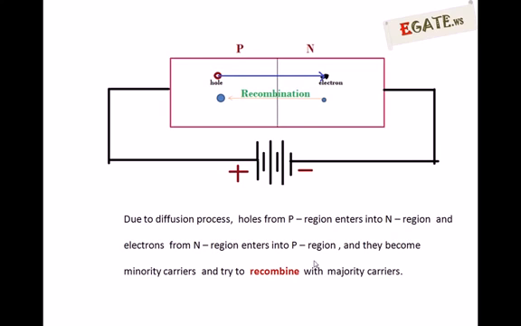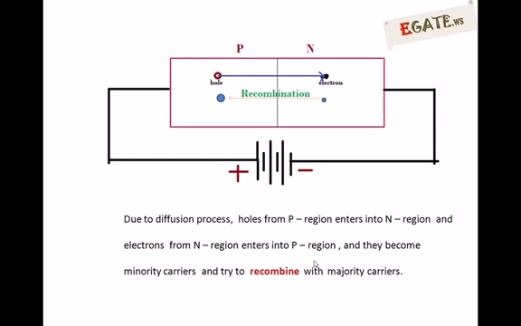when the holes move into the N side region from the P side, they become minority carriers and they will try to recombine with the electrons present in the N region. As well, whenever the electrons diffuse from the N side to the P side, they become minority carriers in the P region and they will try to recombine with the holes in the P region. So this is the process under forward bias. This process is called recombination.